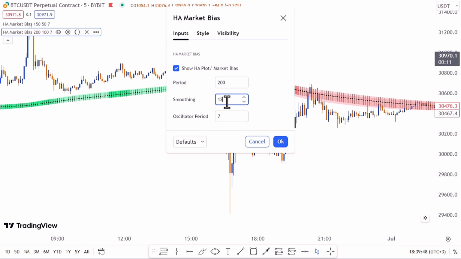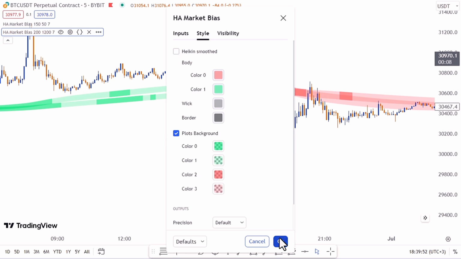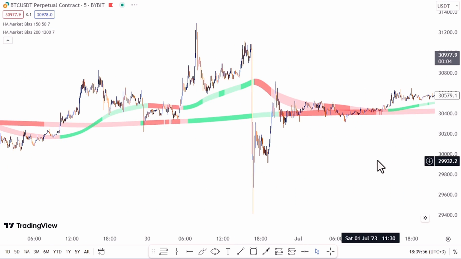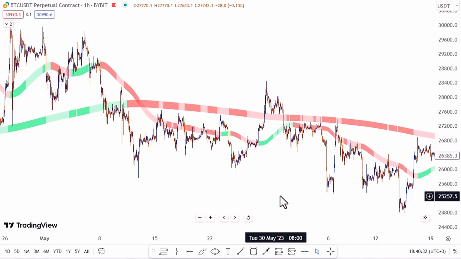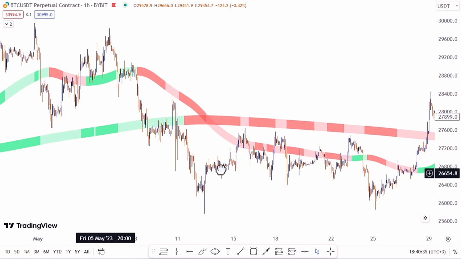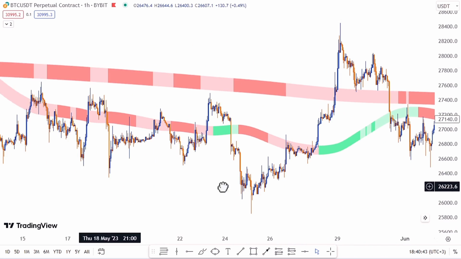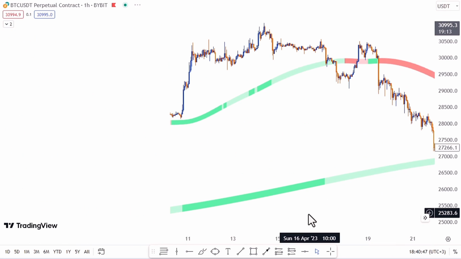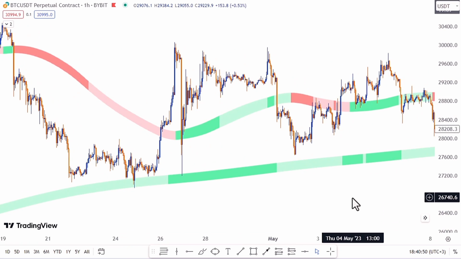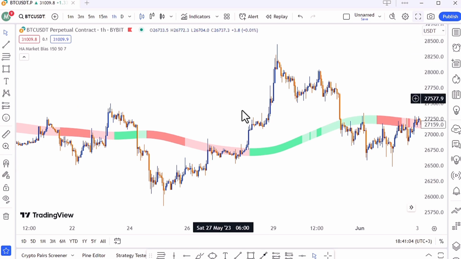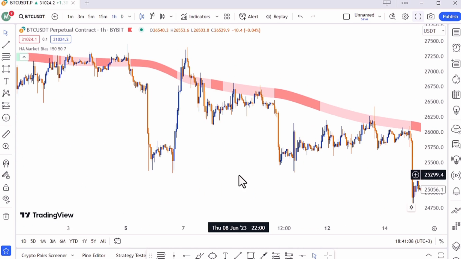This allows us to enter into positions when both the short-term and the long-term trends align. Adding indicators to the chart can create a full strategy that utilizes the market bias indicator. Despite the indicator already being very powerful, we will be adding some extra indicators to the chart in order to create a full strategy that utilizes the indicator.